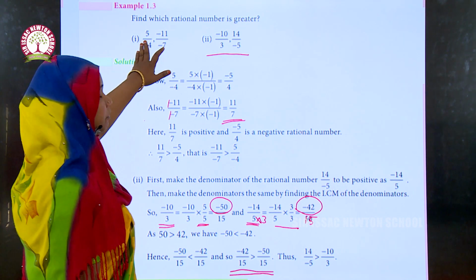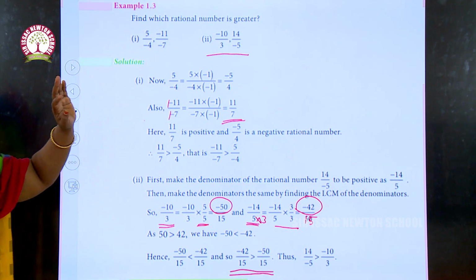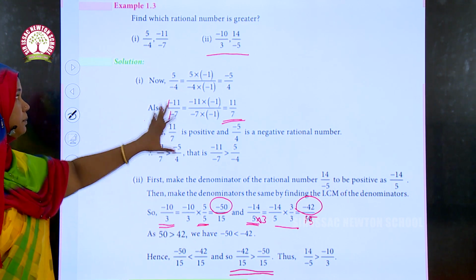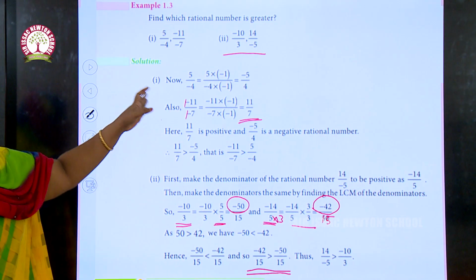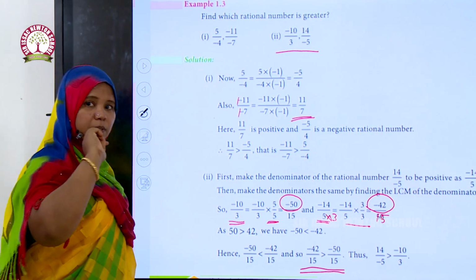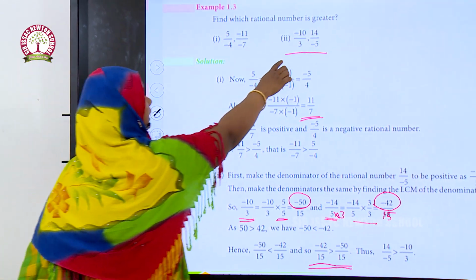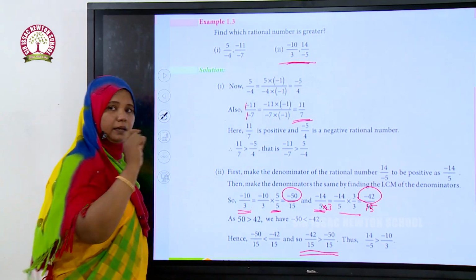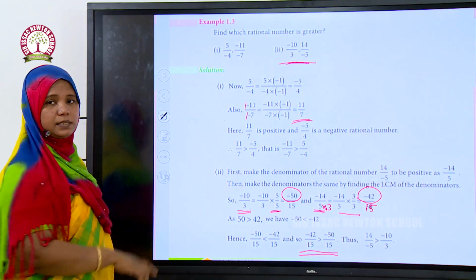If it is a positive and a negative number, there is no need for all these steps; we can just say a positive number is greater than a negative number. But when two negative rational numbers are given, make the denominators equal, then compare the numerators and say which is greater.